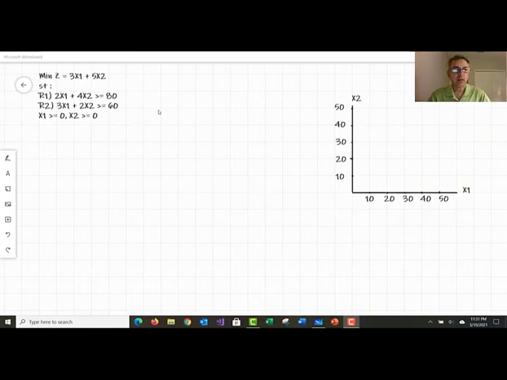The problem we want to solve is to minimize z equal to 3x1 plus 5x2 subject to 2x1 plus 4x2 greater than or equal to 80 and 3x1 plus 2x2 greater than or equal to 60, and of course our non-negativity constraints x1 and x2 greater than or equal to 0.